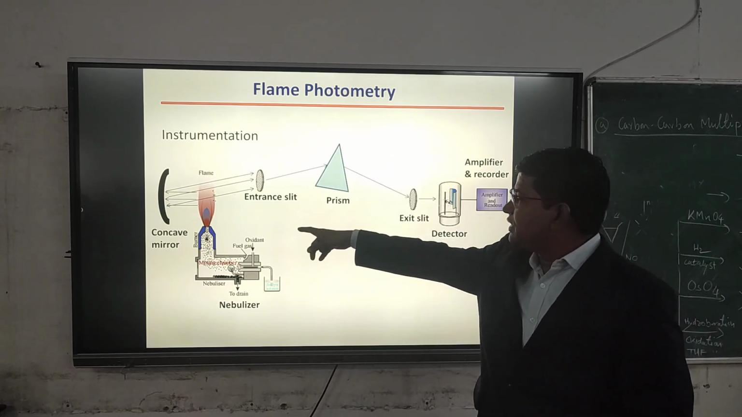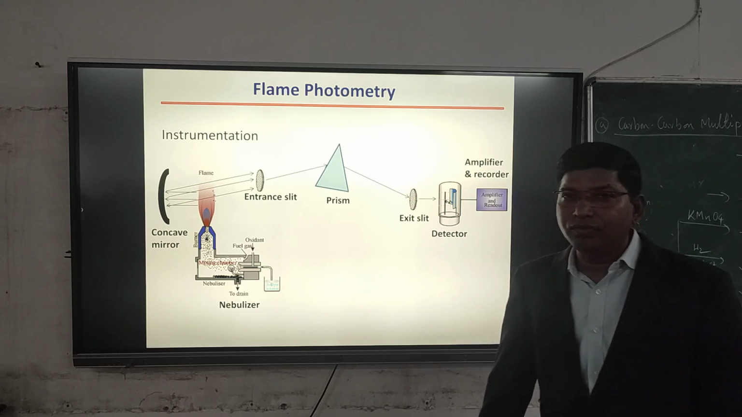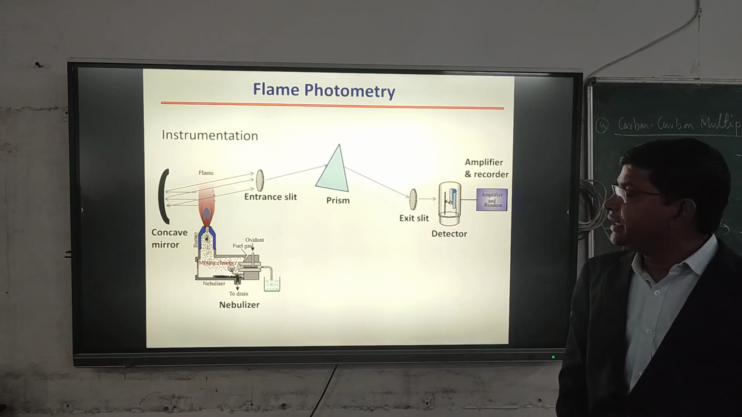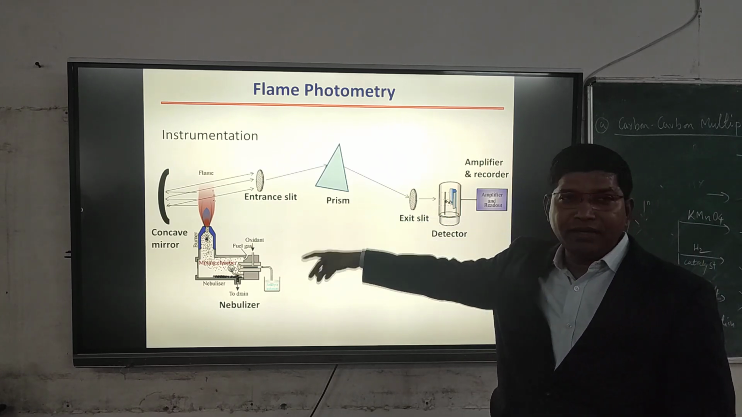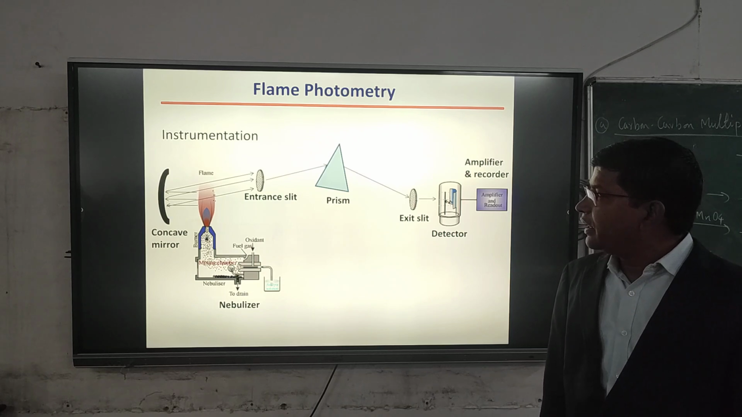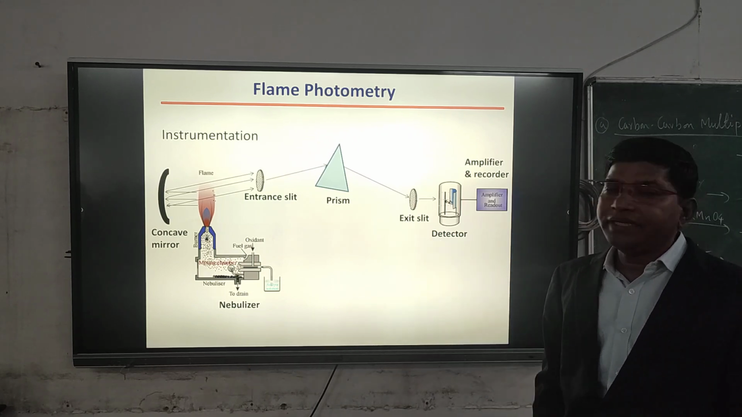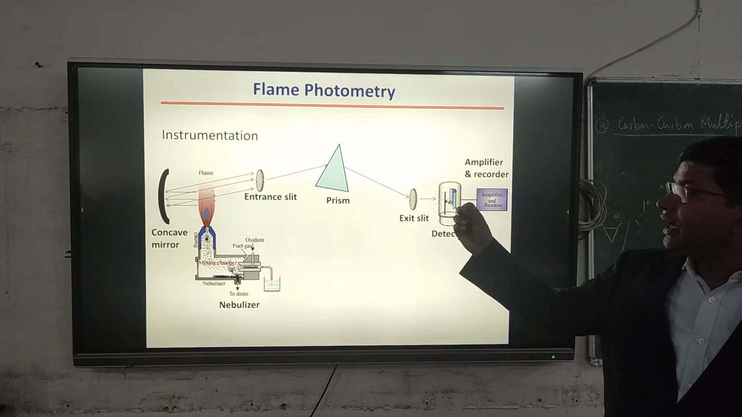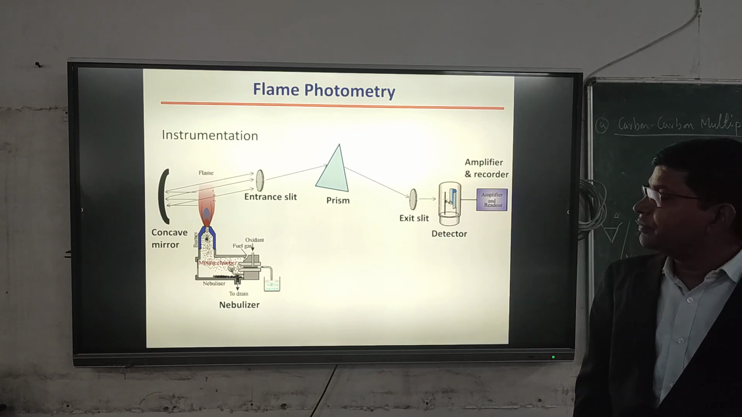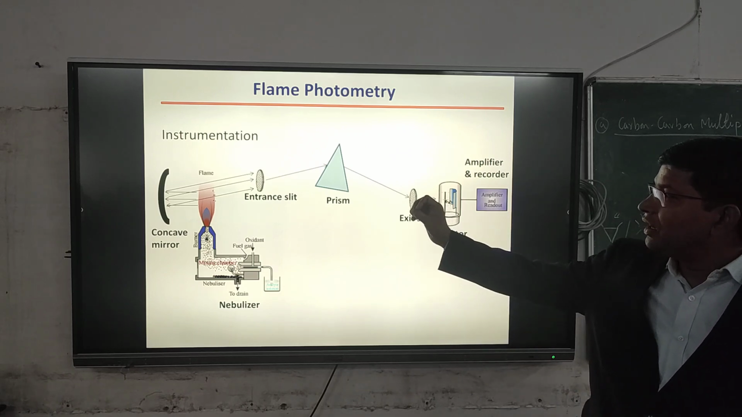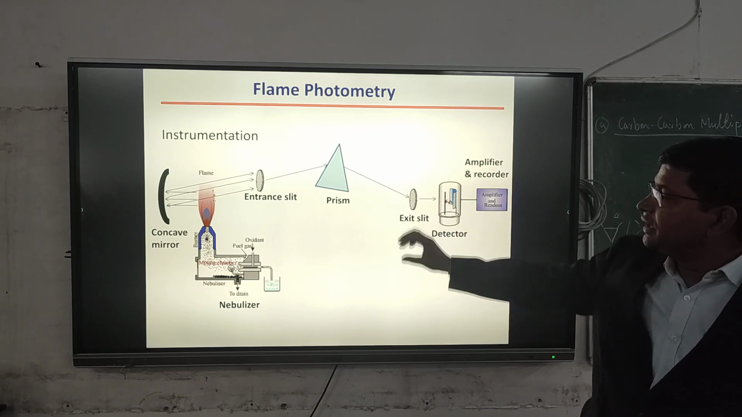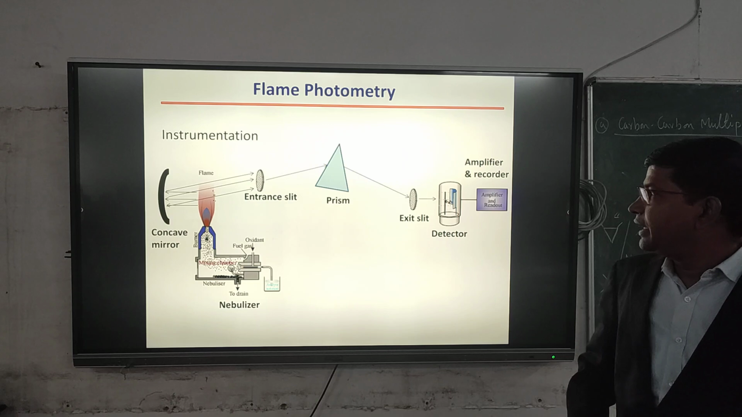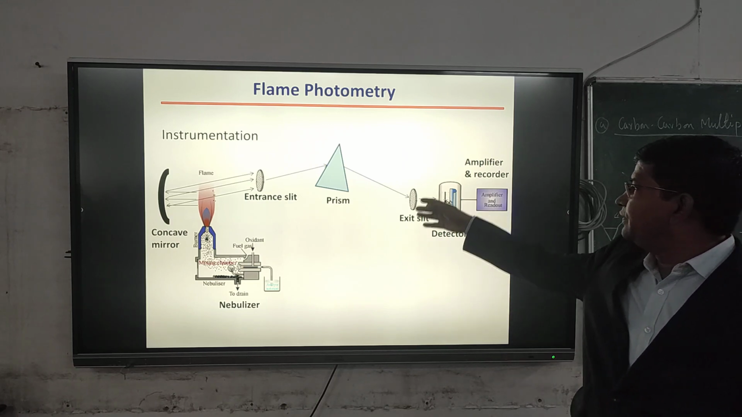What is the function of the concave mirror? When your element gets activated, it emits radiation in all directions. So the function of the concave mirror is to pass all the emitted radiation into the entrance slit, and then we have a prism.